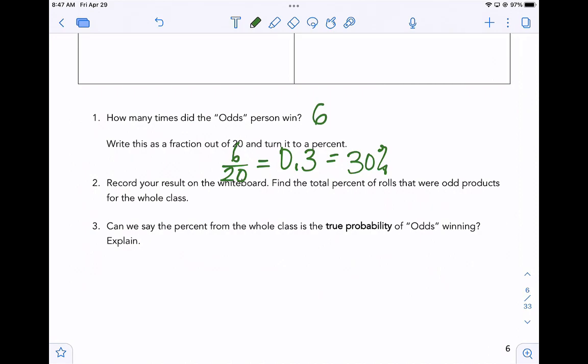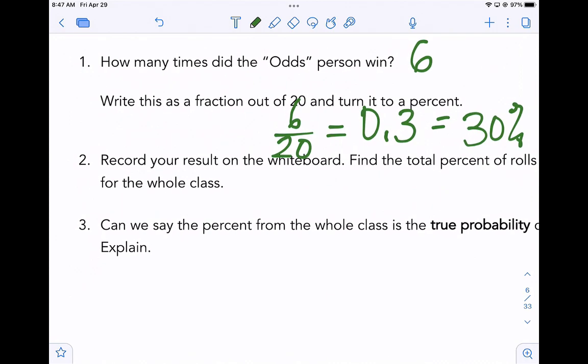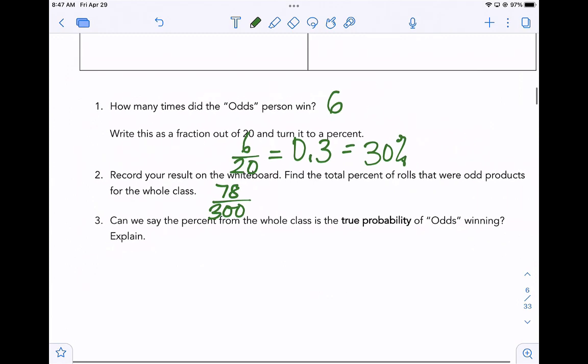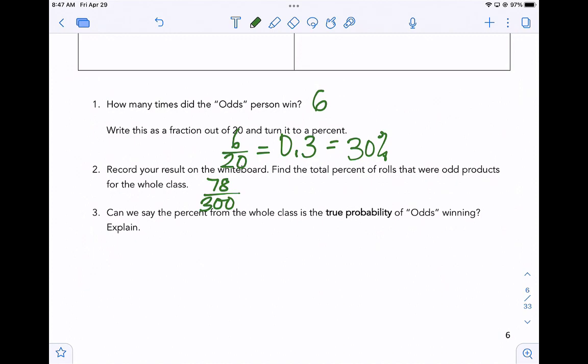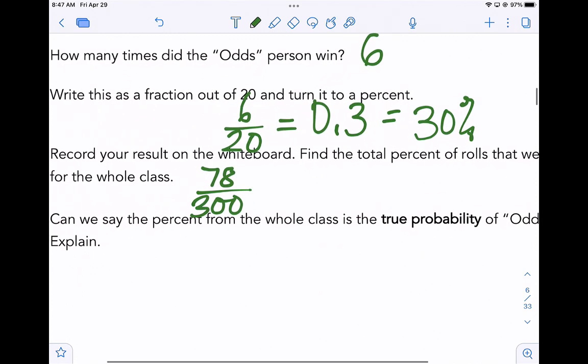Find the total percent of rolls that were odd products. We're just going to count how many odds were there out of the whole class. So again, an example, let's say there were 78 odds out of 300 results. Find the total percent of rolls that were odd products for the whole class. So again, we can divide. We can get 0.26, which is 26%.